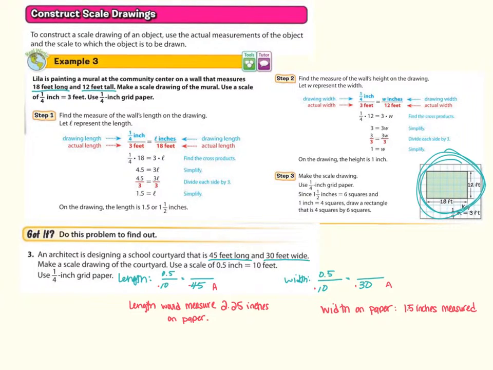So if we were to draw this up on paper, we would measure out 2.25 inches on paper as the length, and then 1.5 inches as the width on paper. But in real life, that would be representing the real life model or the real life courtyard. Okay? All right. I think we're ready to move on to what I think is the hardest part.